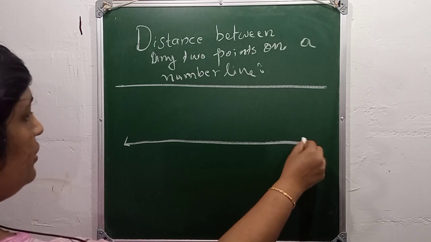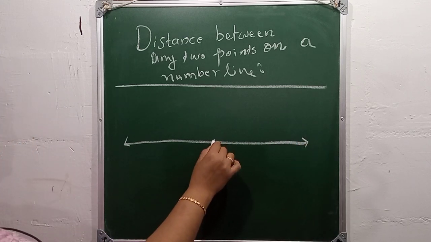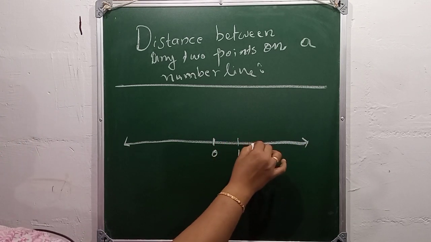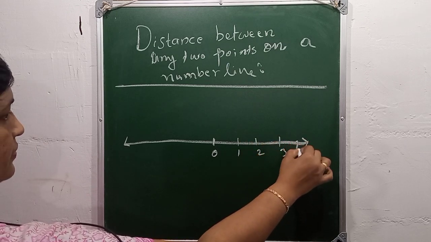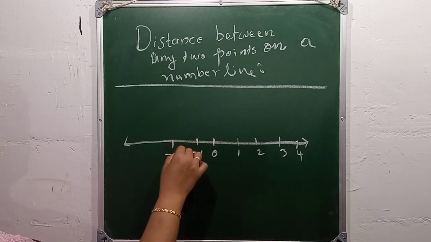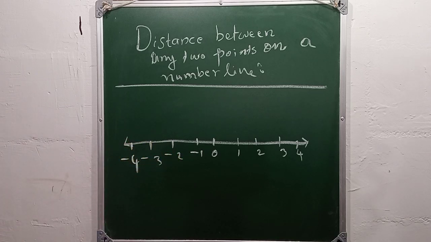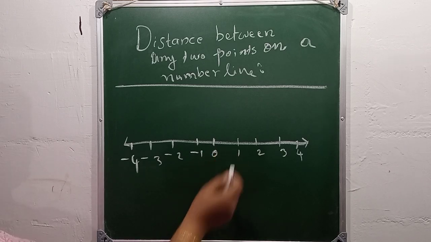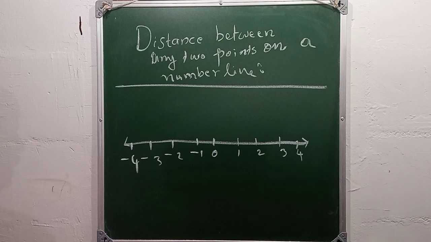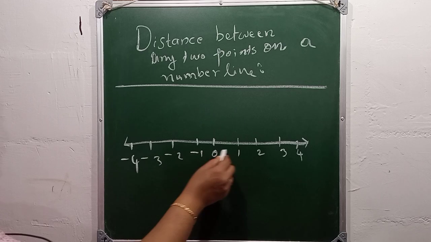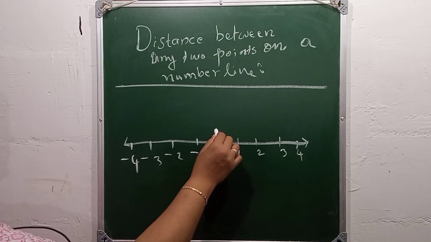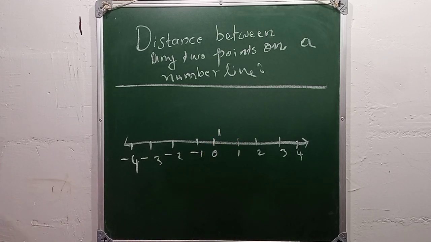Here you can see a line. This one is a number line. Then what is the distance between the points 0 and 1? 0 and positive 1. We know this distance is 1 unit, right? This distance is 1 unit.